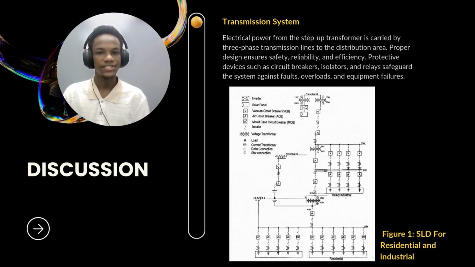Now looking at the detailed single line diagram of our system. Once the voltage is stepped up, we enter the transmission system. The 11 kilovolt power is carried by three-phase transmission lines to the distribution area.